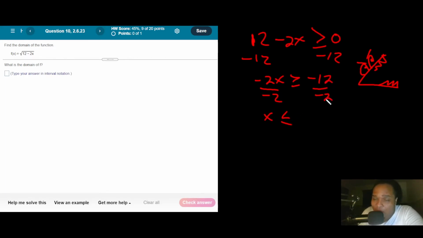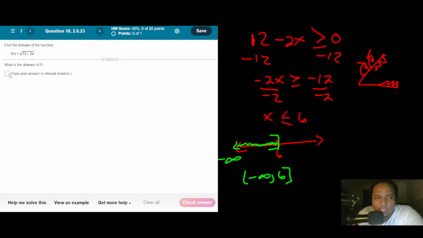Negative 12 divided by negative 2 is positive 6. Now reading this, x is less than or equal to positive 6. So we have 6. We're going to go ahead and shade it in, and we're going to shade in the opposite direction all the way to negative infinity. So copy and paste this thing in just the way it looks, the same orientation. We get negative infinity all the way to 6 with a bracket.